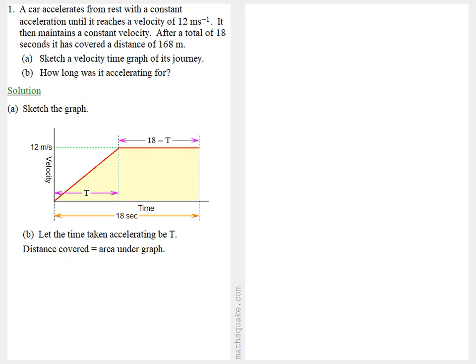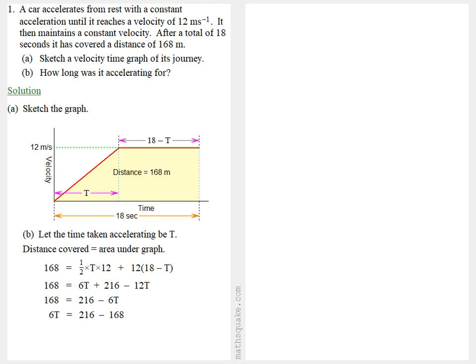And the distance covered is the area under the graph. So 168 is equal to the area of a triangle and a rectangle, which is a half times t times 12 plus 12 times 18 minus t. So that means 168 is equal to 6t plus 216 minus 12t, or 168 is equal to 216 minus 6t, or 6t is equal to 216 minus 168, which is 48, and so t is 8. So it was accelerating for 8 seconds.